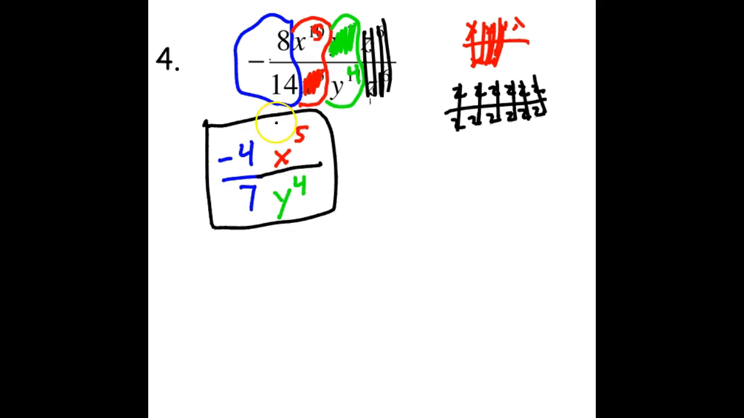So think about when you have a lot going on, breaking it up into smaller parts like I did. Do the numbers, do one variable, figure out what that answer is, do the next variable, figure out what that part is, and then just put it all together in the end.